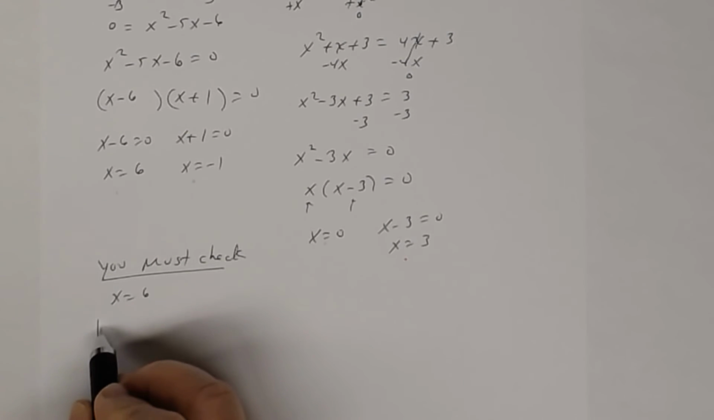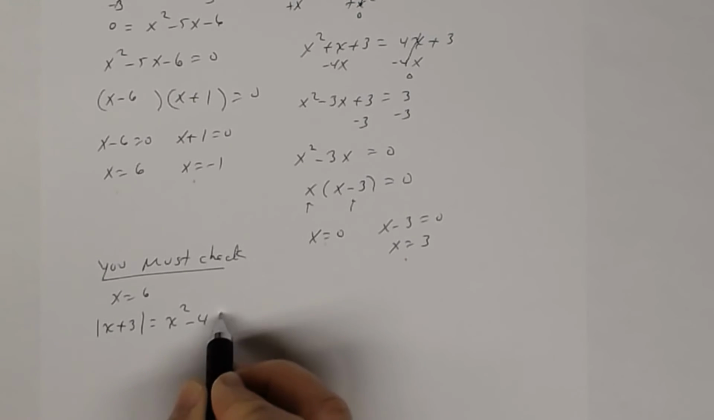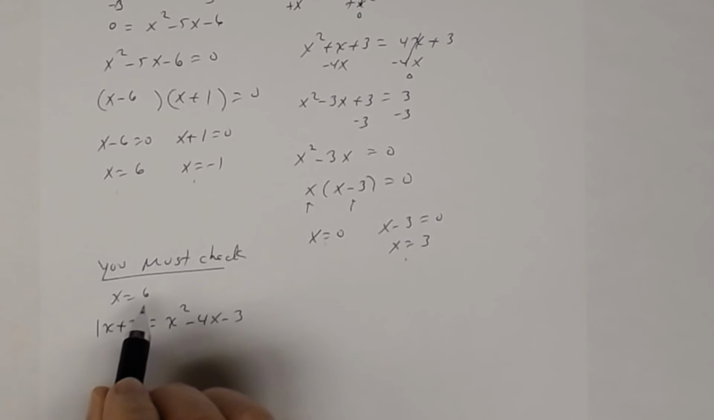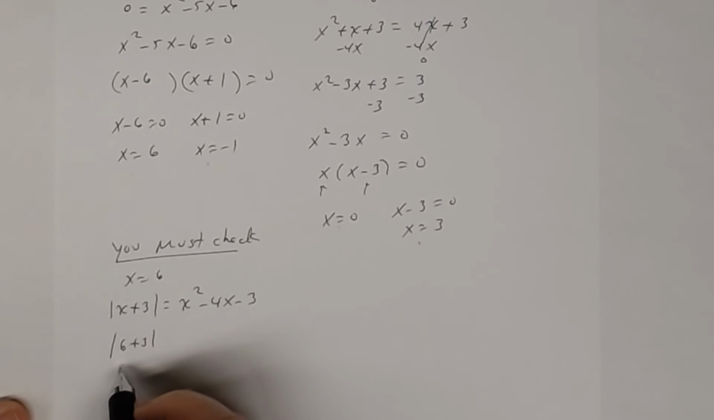So here's the original equation. You must always go back to the original. So wherever we see the variable x, I'm going to substitute 6. So I get the absolute value of 6 plus 3, right? So right away I know that this will be the absolute value of 9, which is 9. So the left side is going to be 9. So hopefully the right side is 9 as well.